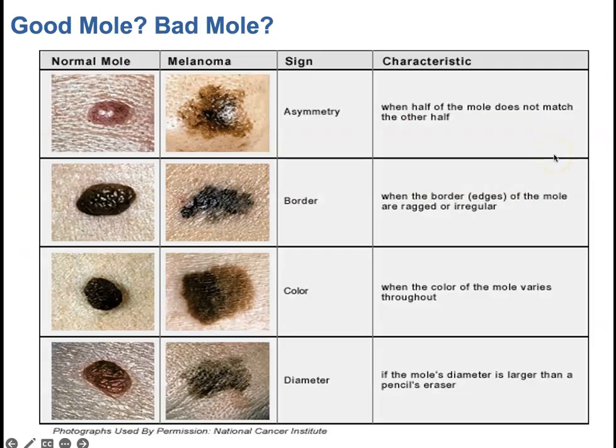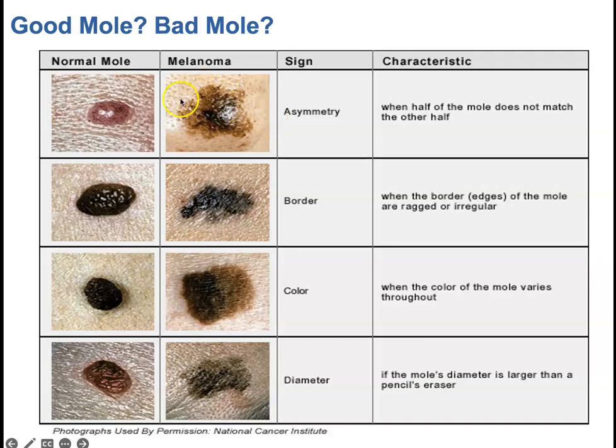So in terms of good mole, bad mole, what you want to do is look at it in terms of its asymmetry, border, color, and diameter. So it's what you call the ABCD of the moles. If the mole is symmetrical all the way around, and it's even throughout in terms of the color, then you're looking at something that's probably normal.